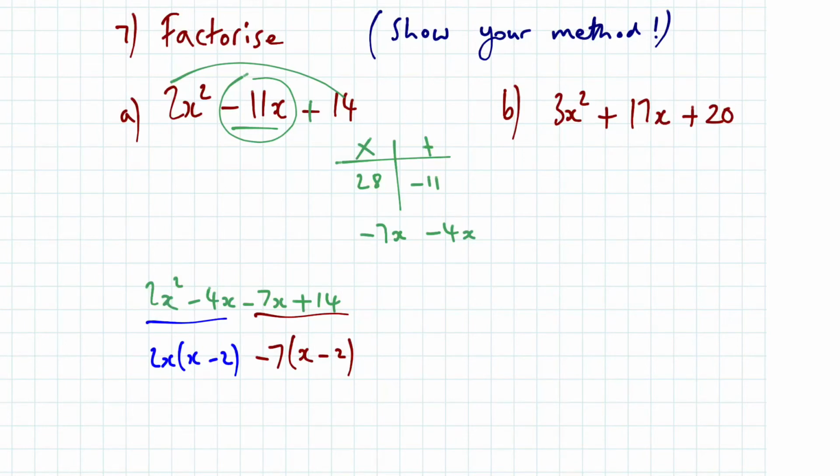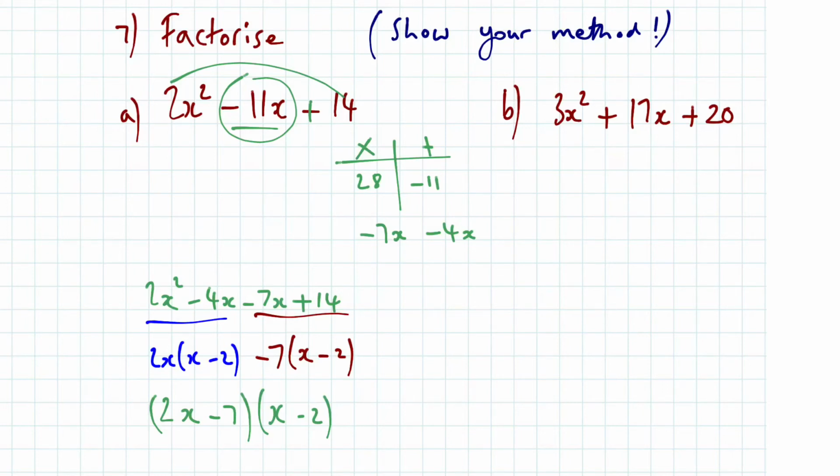If you think about that, that's how it works, because minus 7 times x is minus 7x, and minus 7 times 2 is plus 14. It definitely works. I can actually put together my final answer now: 2x minus 7, the bit just outside the brackets, and then the bracket itself is the other part of the answer.